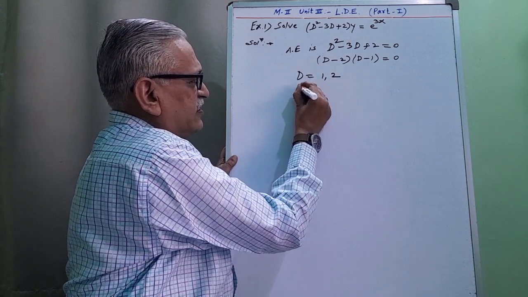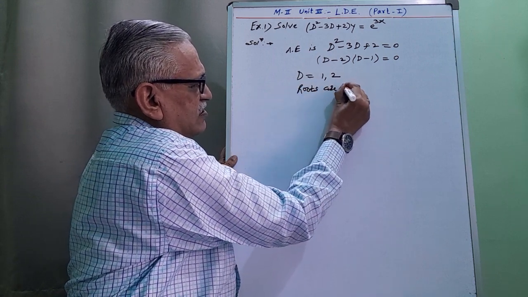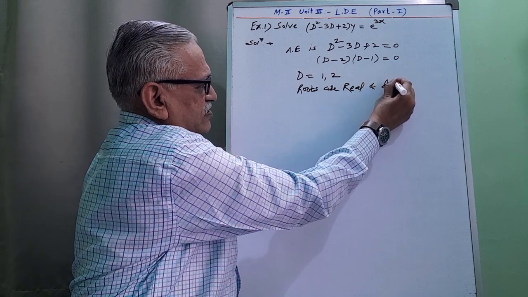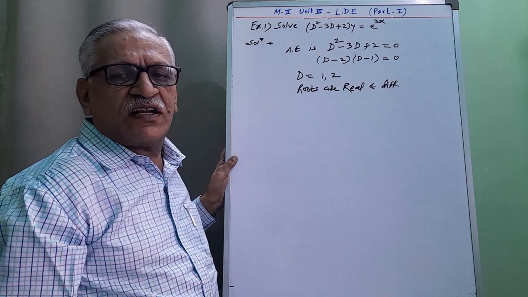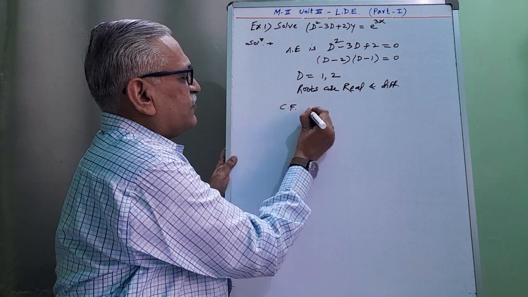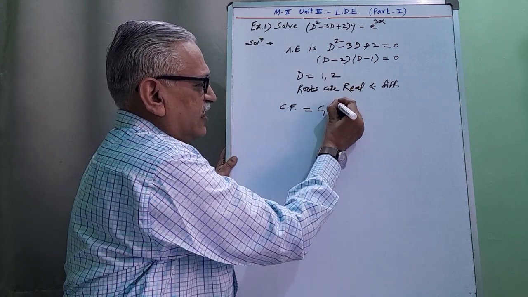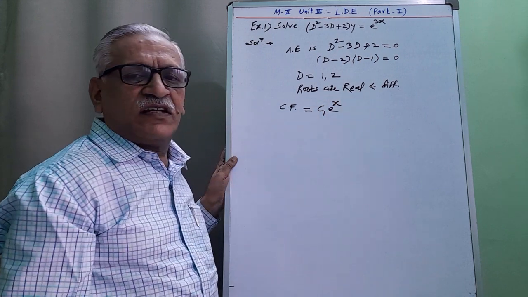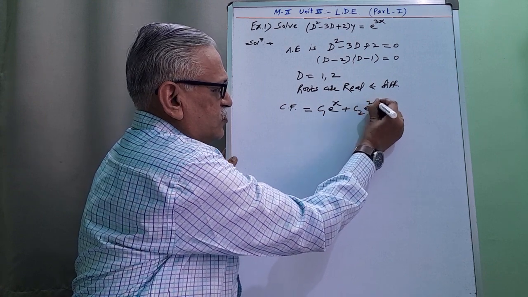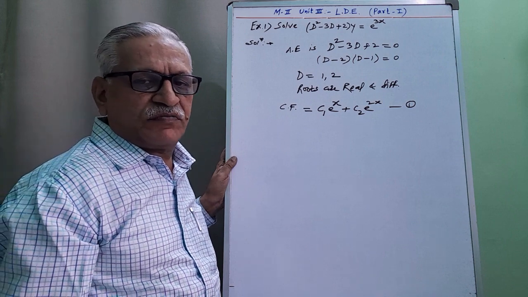Here roots are real and different. And as the roots are real and different, complementary function CF is given by C1 e^(m1 x), that value is 1, therefore C1 e^x + C2 e^(2x). We call this equation 1, the first part of the solution.